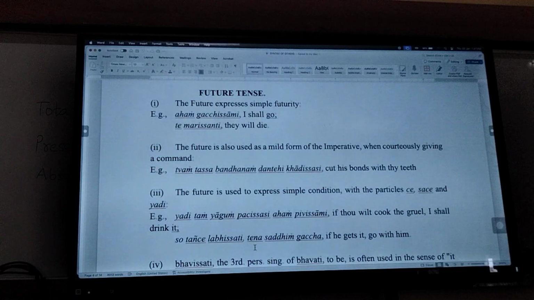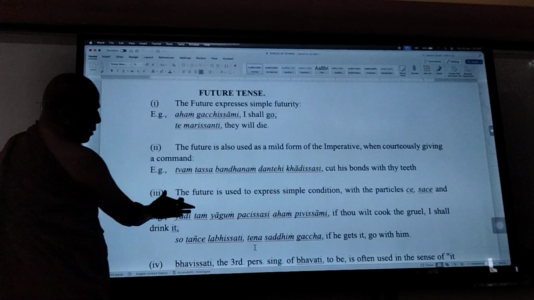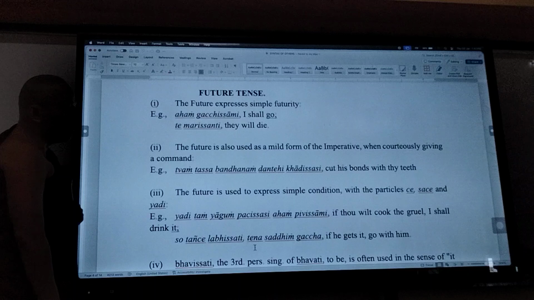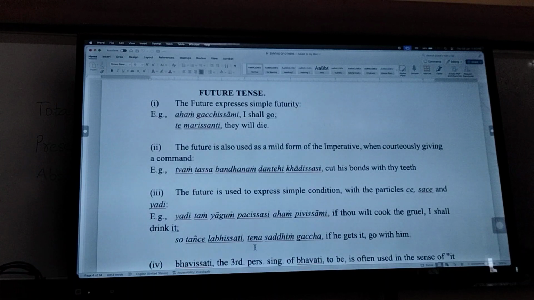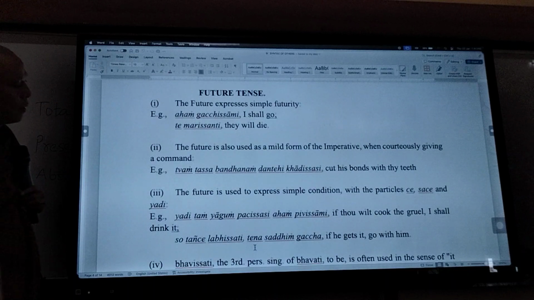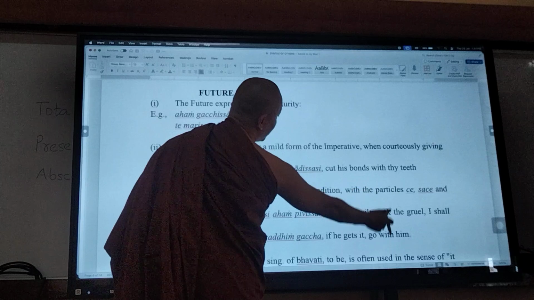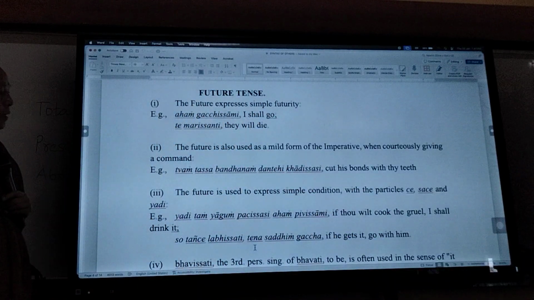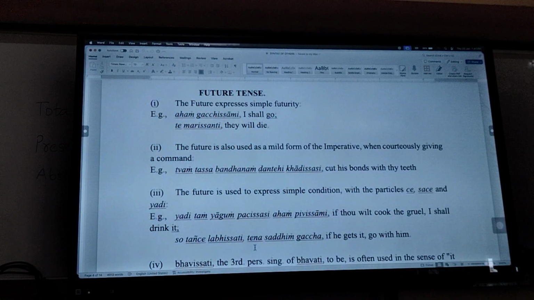And also, number 3, the future is used to express the simple condition. With such particles as Ce, Sace, and Yeti. Commonly Ce, Sace, and Yeti are found with the optative verb, but with the future tense also, to denote such a simple condition.